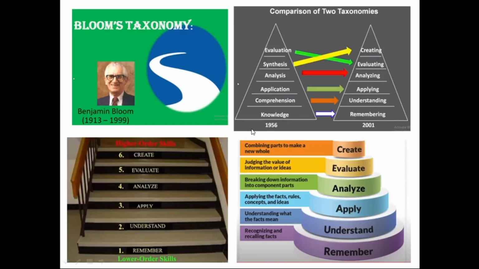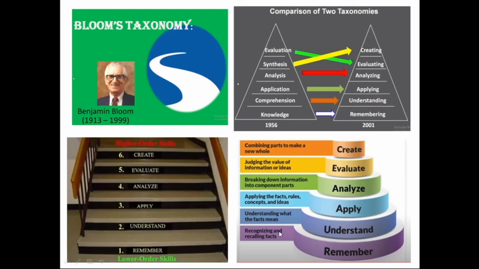Okay, so then we come to Bloom's taxonomy. It was defined by Benjamin Bloom, 1913 to 1999. Initially, in 1956, they defined the different levels of Bloom's taxonomy, starting with knowledge, comprehension, application, analysis, synthesis, and evaluation. Then it was revised: knowledge is remembering, comprehension is understanding, application is applying, analysis is analyzing, evaluation becomes evaluating, and synthesis becomes creating. So this goes from low level remembering to creating.